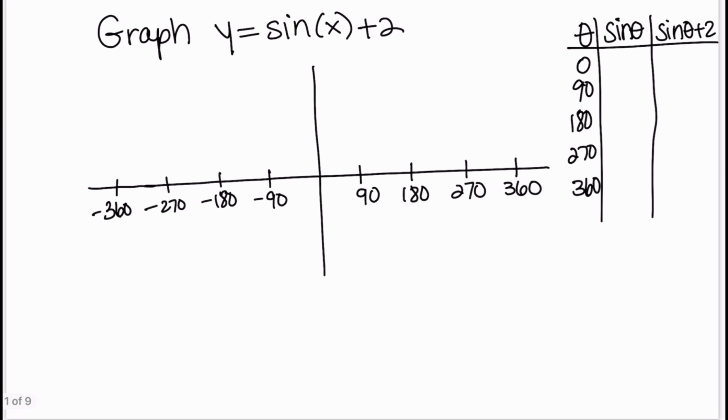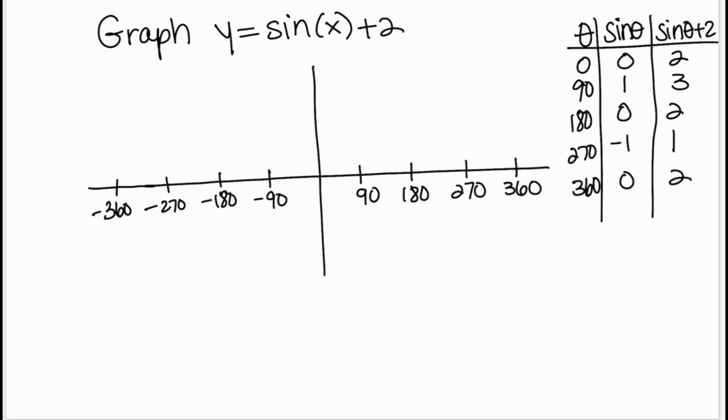If you remember, y is going to be the y coordinate. So at 0, the y coordinate was 0. At 90, 1, 0, -1, 0. And now we have to add 2 to this. So 0 plus 2 is 2, 1 plus 2 is 3, 0 plus 2 is 2, -1 plus 2 is 1, 0 plus 2 is 2.